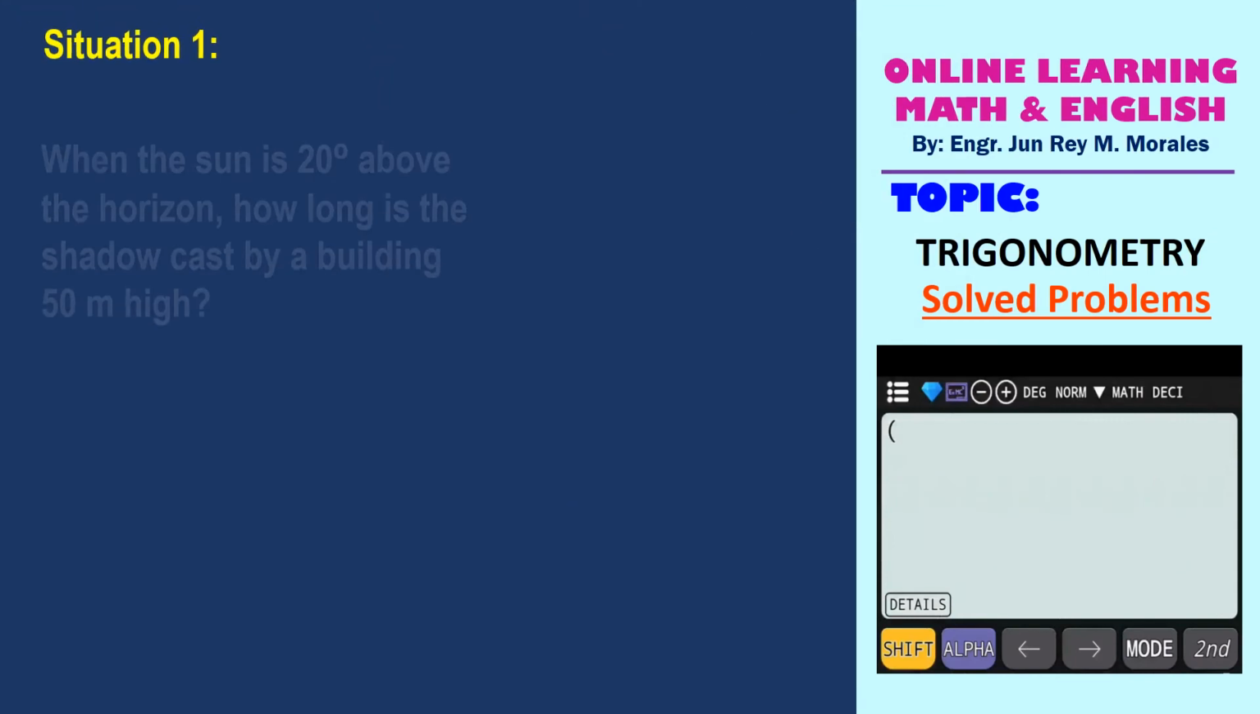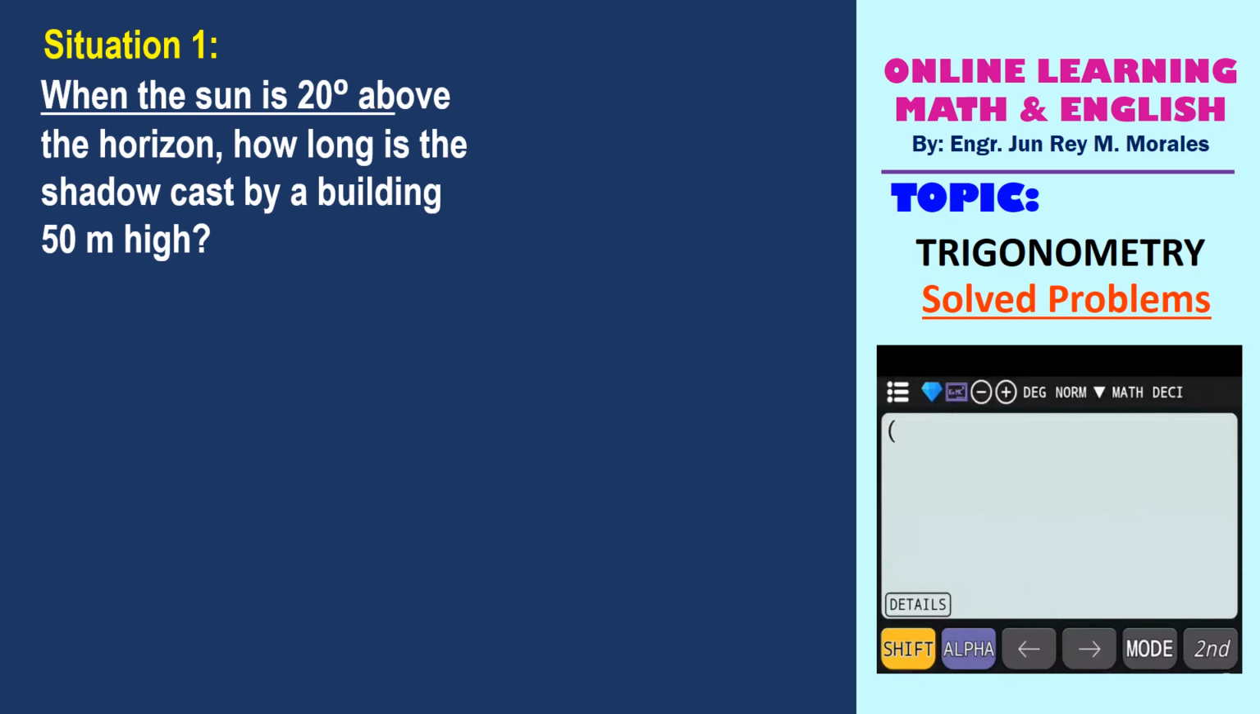So we have situation number 1. When the sun is 20 degrees above the horizon, how long is the shadow cast by a building 50 meters high?